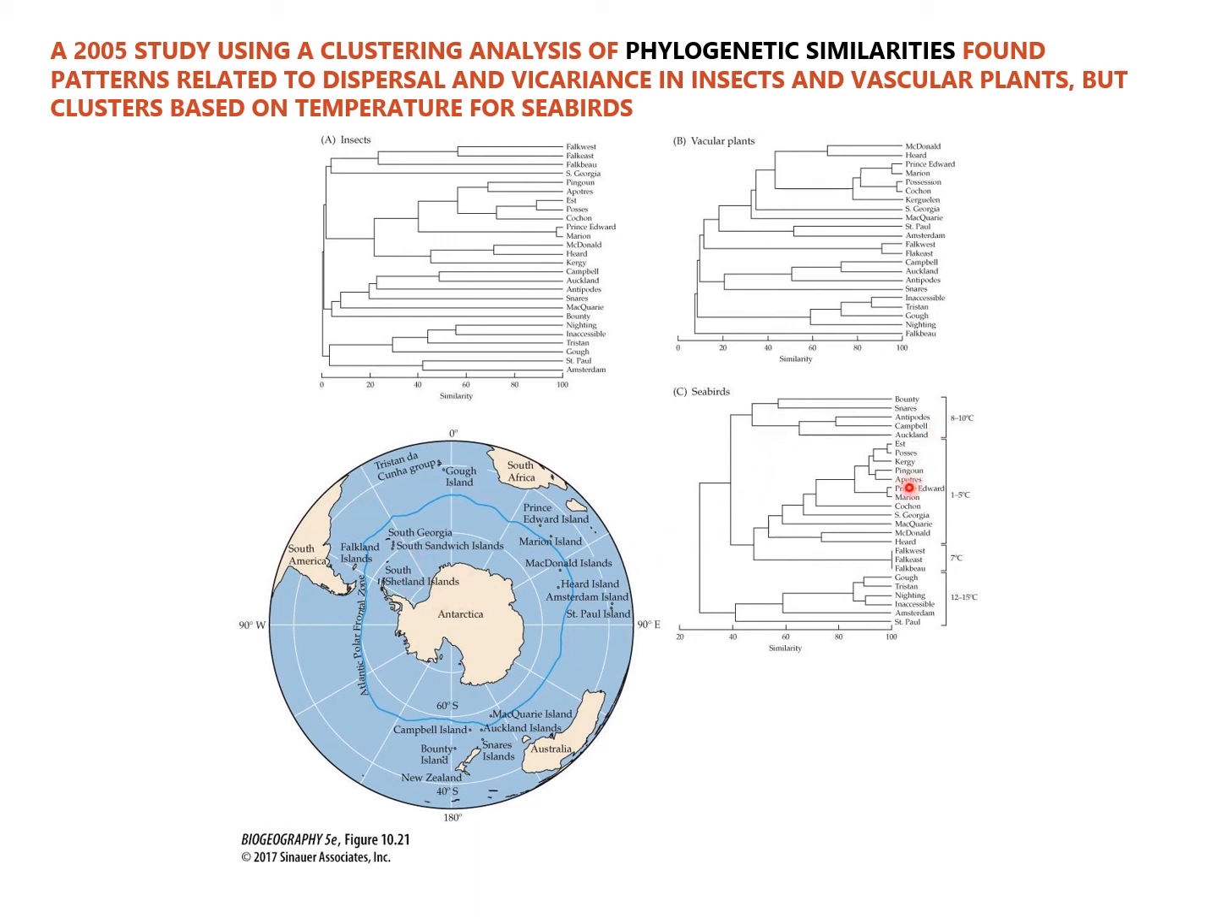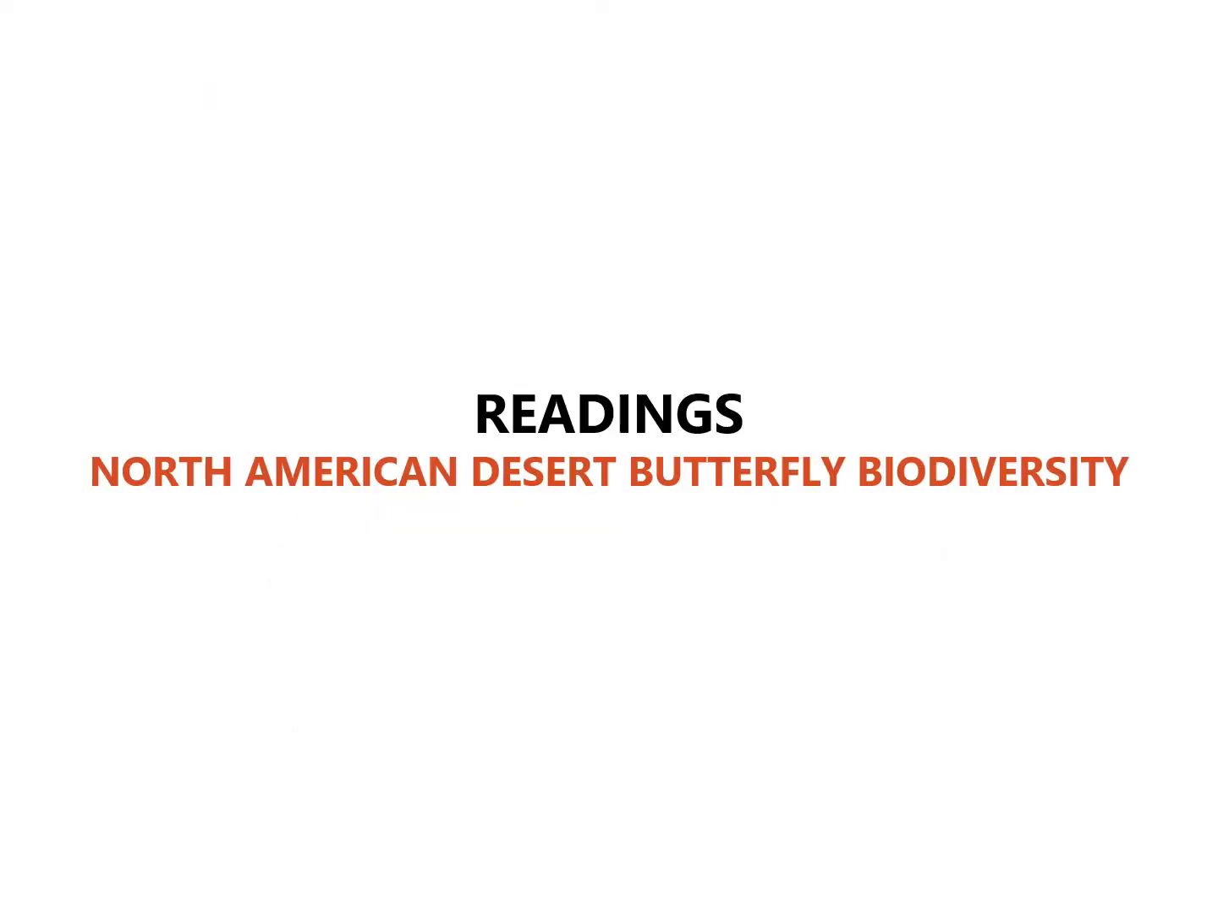But seabirds had a different thing. Here they're clustering based on the temperatures of the locations where they're found. So it's a little bit different relationship, and it comes down to how these organisms fit ecologically within the area that they're found. Seabirds tend to be more dependent on things that are related to temperature, and maybe they themselves are more highly influenced by temperature. So interesting things going on there.